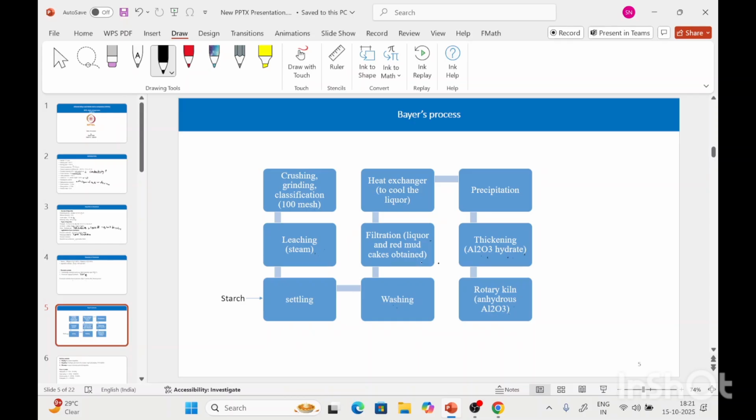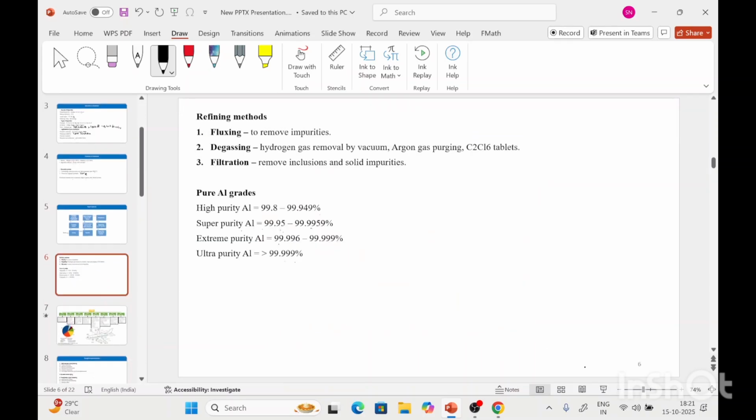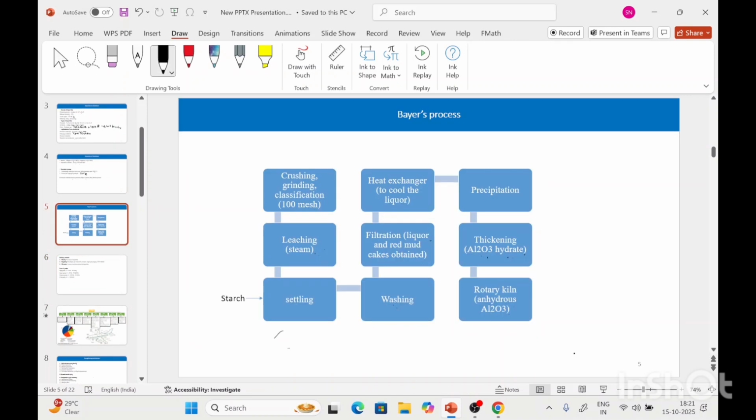So the Al2O3 made from the Bayer process is further fed into the Hall-Héroult process to achieve the pure aluminium. So in the Hall-Héroult process, the cryolite is the main salt, which is used in dissociation of the alumina into aluminium. So after this process, the Hall-Héroult process is used to extract the aluminium from the ore.